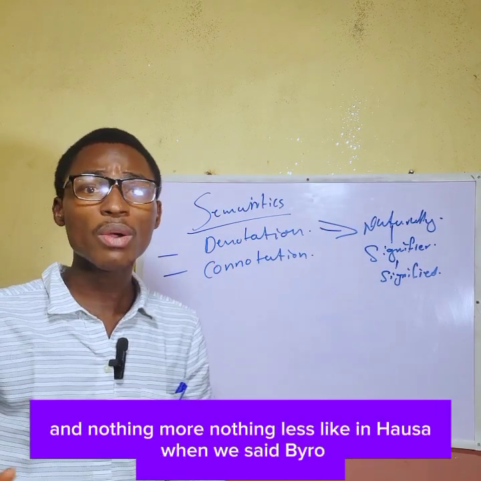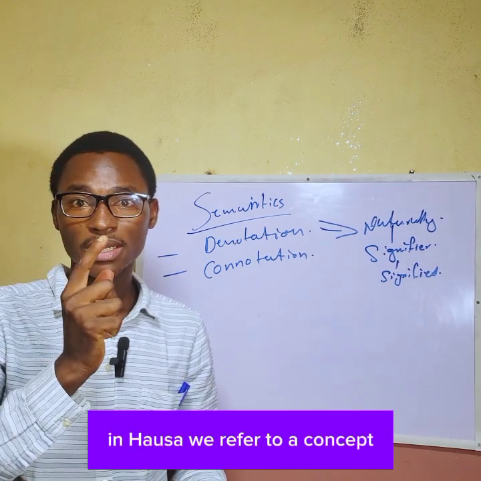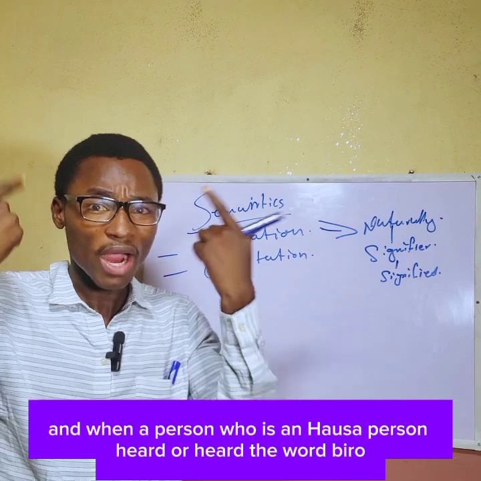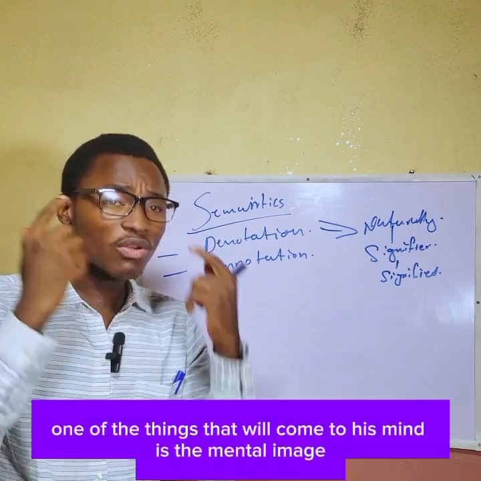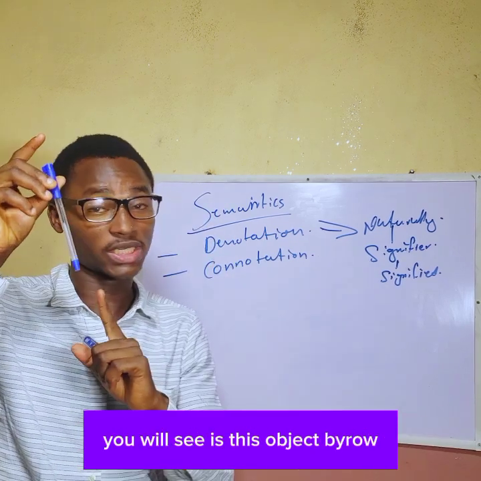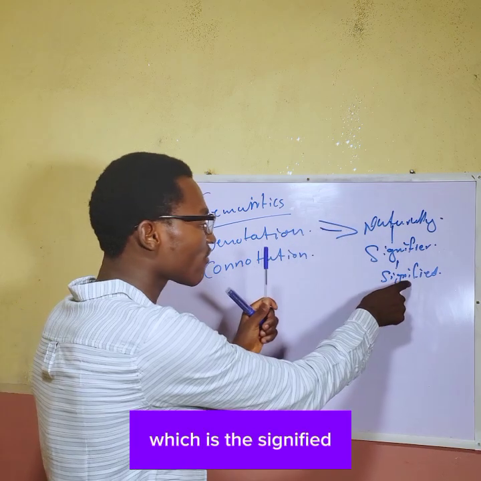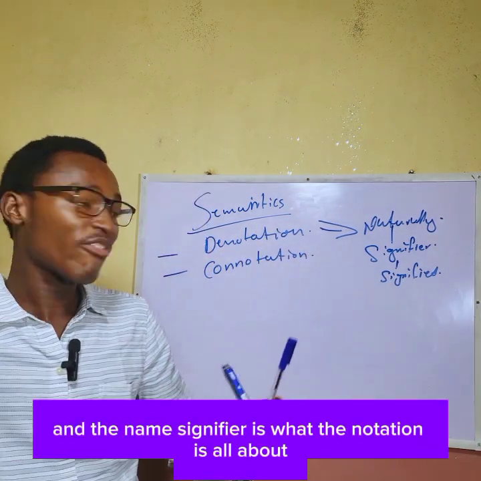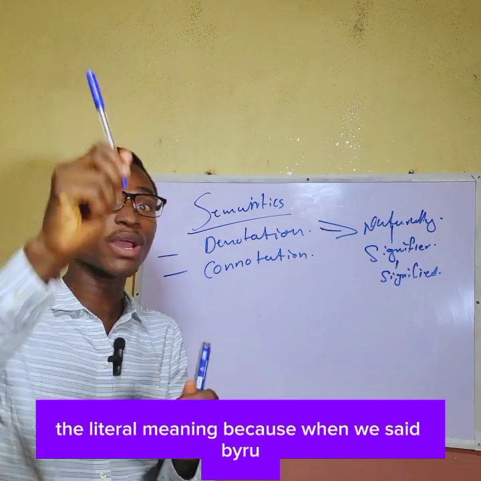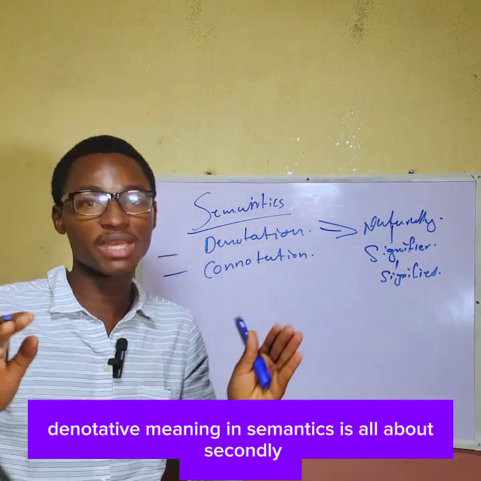Like in Hausa, when we say Bairo in Hausa, we refer to a concept. And when a Hausa person hears the word Bairo, one of the things that will come to his mind, the mental image he will see, is this object, Bairo. So the relationship between this object, which is the signified, and the name, the signifier, is what denotation is all about, the literal meaning. Because when we say Bairo, we mean this object, and that is what denotative meaning in semantics is all about.